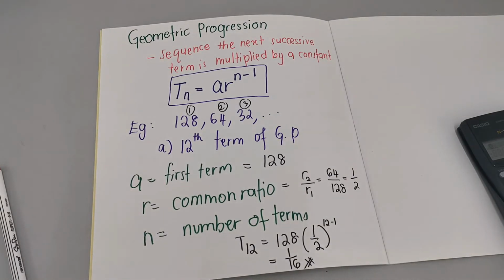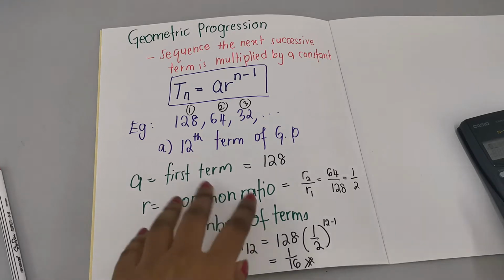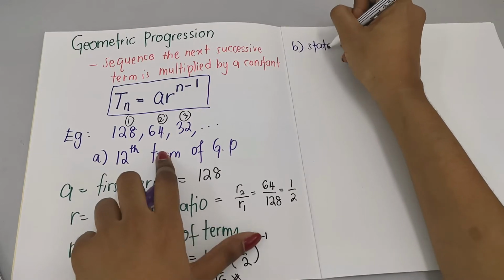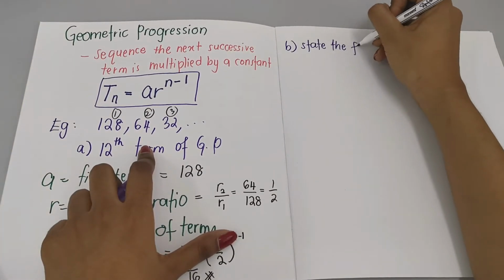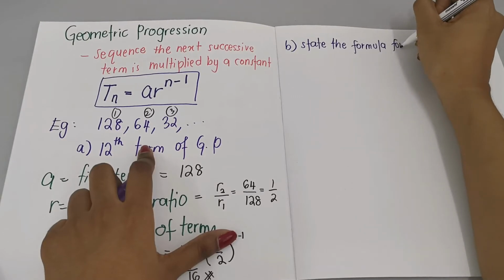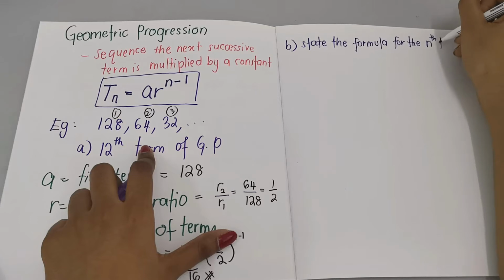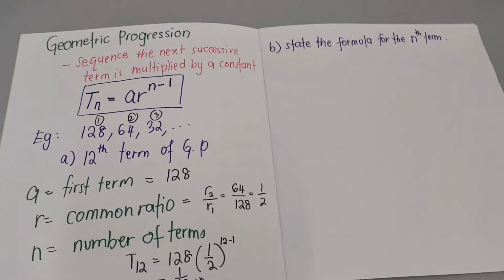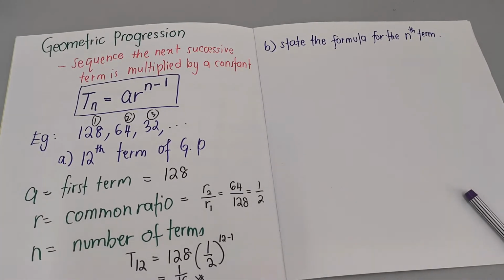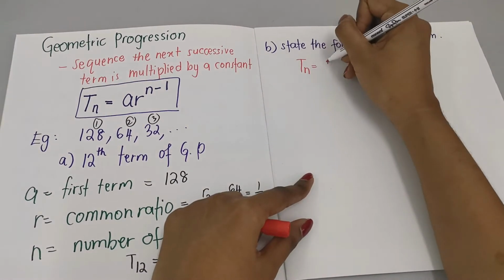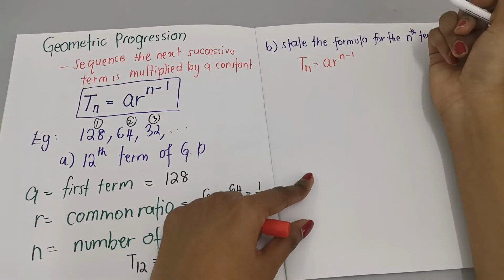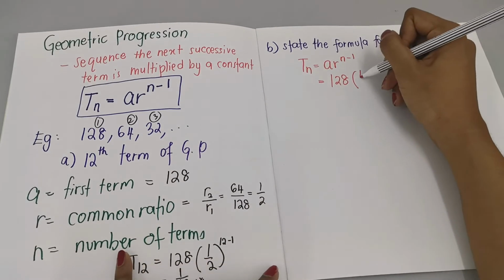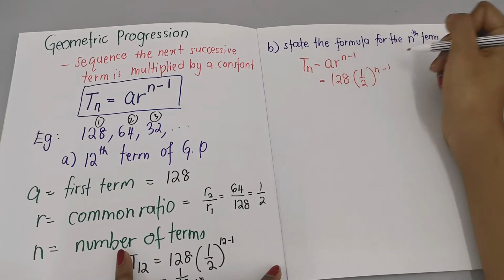So now next, let's say you are required to state the formula for the nth term, for part B. What is the nth term? Meaning that the term that you can't define, so you're just referring to the n. So what happens here is, this is your formula, Tn equals AR to the power of n minus 1. So our A is 128, our R is 1 over 2, and our exponent is n minus 1.